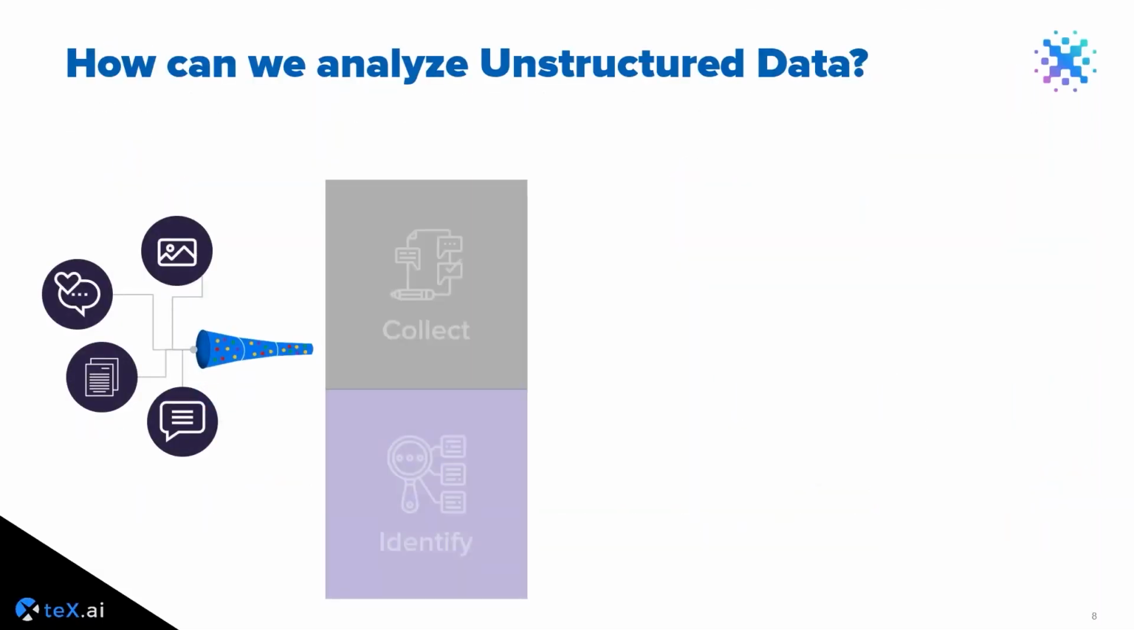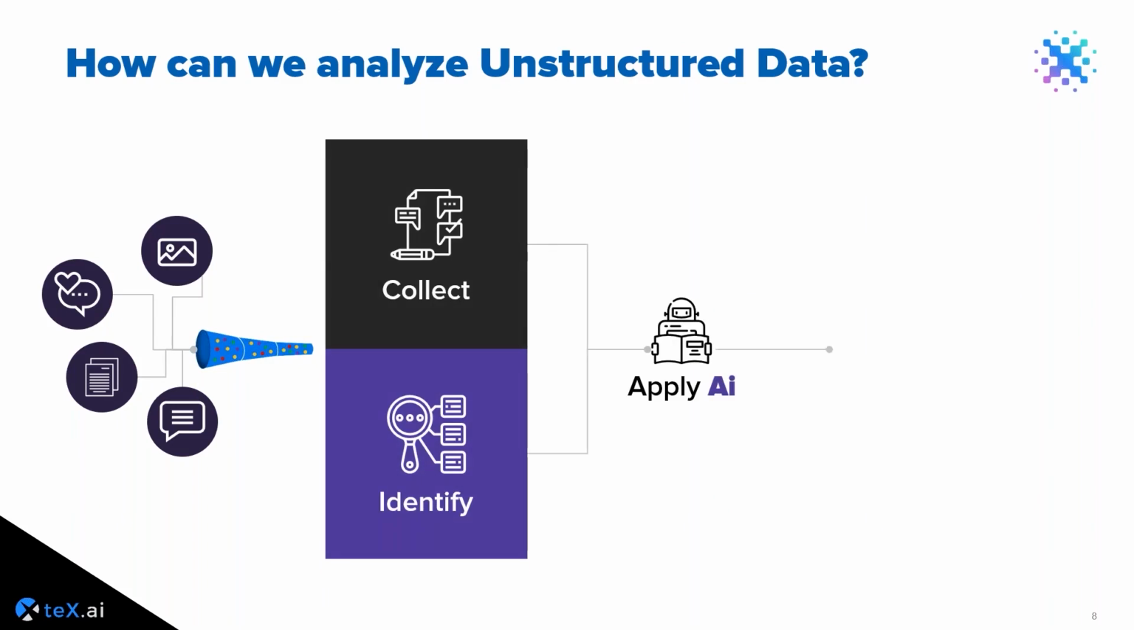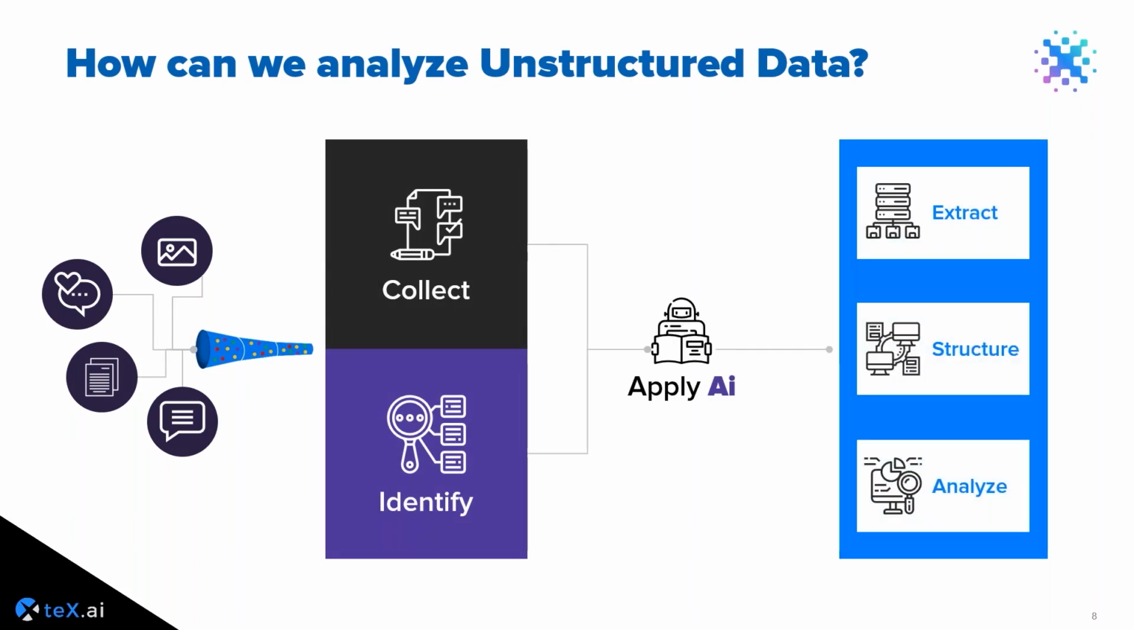But how can we analyze unstructured data? That is the question. Analytics as such, if we look at it, has two phases. One is collection of data, and another one is analyzing it. So we need to collect the data and structure it. That is phase one. Phase two, when you have the data in structured format, then you can apply all the algorithms on top of that and analyze it, right?